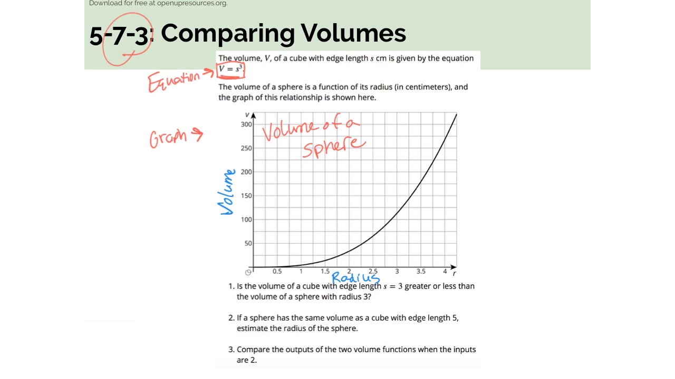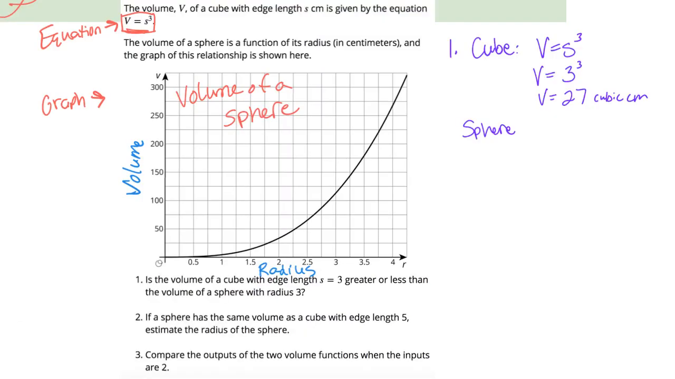Now, once you've done that, pay close attention to your equation and your graph. This one is a little more challenging, but I really believe you can do it. Try numbers 1, 2, and 3 and start again when you're ready. Number 1, is the volume of a cube with edge length s equals 3 greater or less than the volume of a sphere with radius 3?